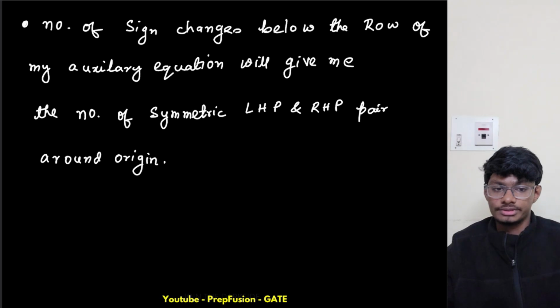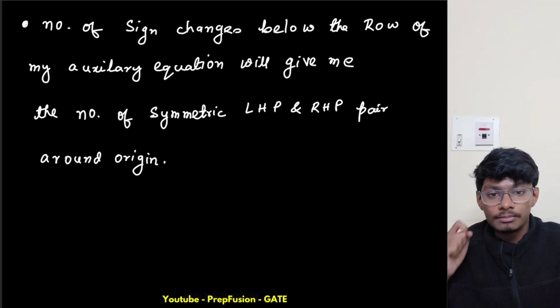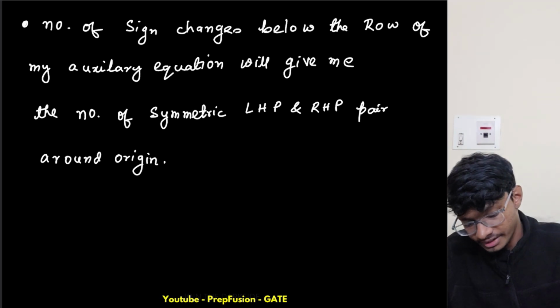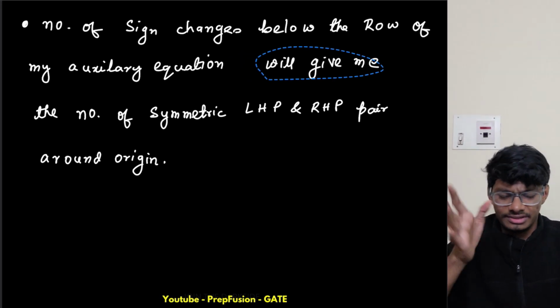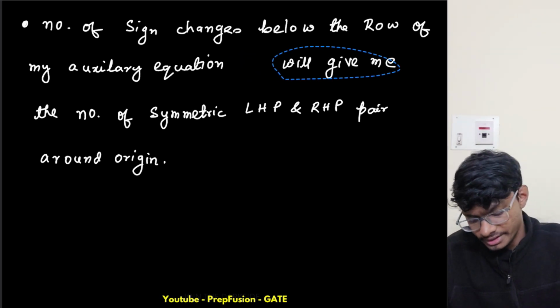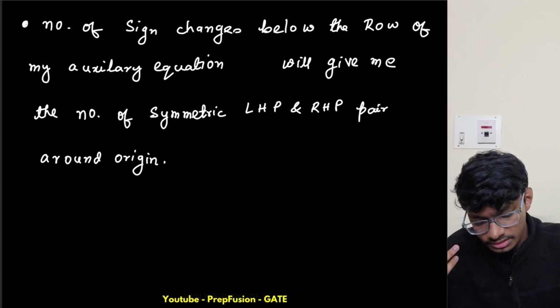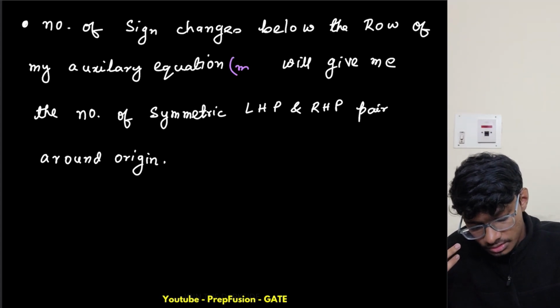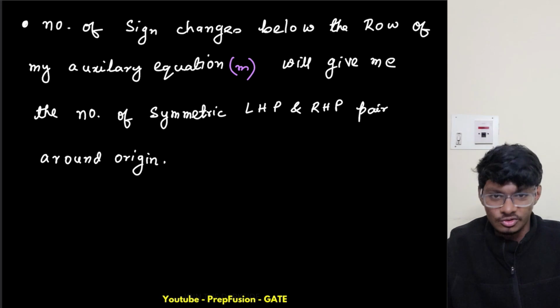Okay, so around the origin, what is that number of sign changes? This we define as m. You can name it anything, n, m, p, whatever you write. Just to write it as a shortcut, we define it as m. From now on I will write it as m, or I will just copy paste this one.